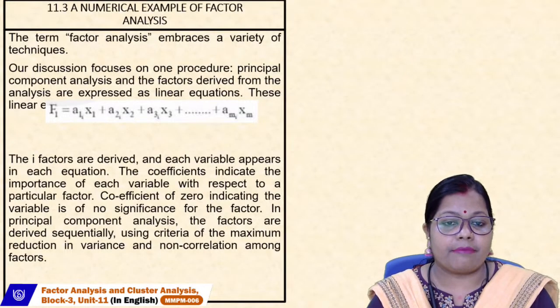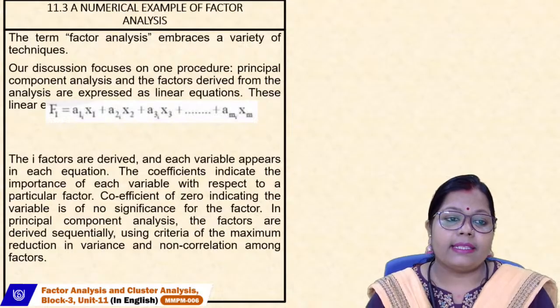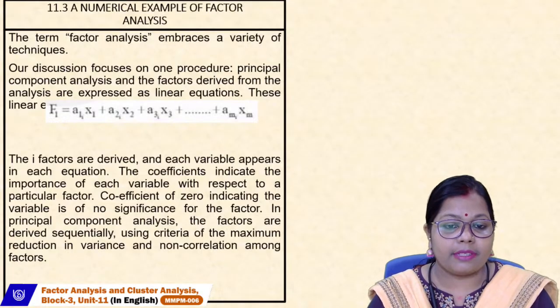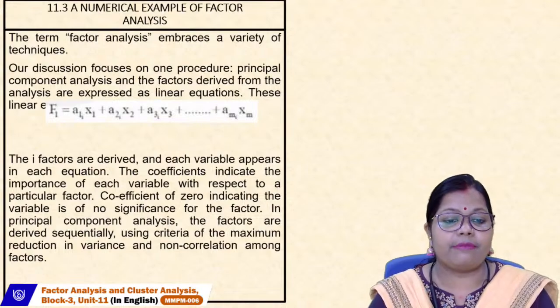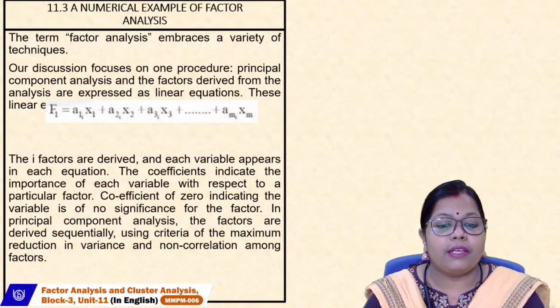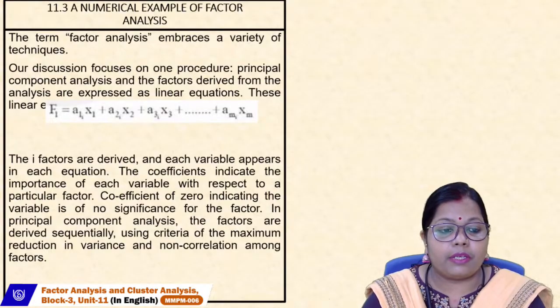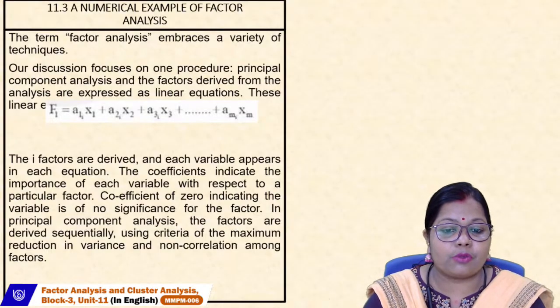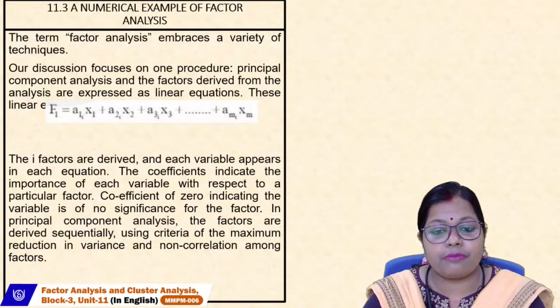So the variables having 0 coefficient, it shows that they have some data, but it is not significant for the factor. That is why we can ignore these variables, as they are of no significant importance for the factor.